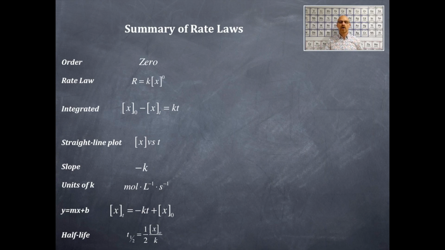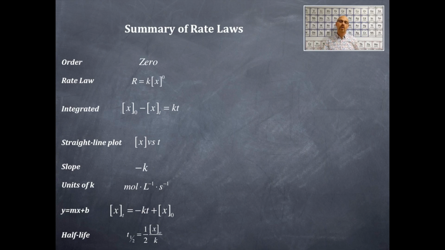The rate law is R is equal to k times the concentration, that's brackets of x, to the zero power. That zero lets you know that it's zero order. The integrated zero order rate law is x sub 0 minus x of t is equal to kt. The straight line plot of this is concentration versus time, and I just discussed that on the previous video. The slope of that is negative k. And then the units of k are going to be moles per liter per second.